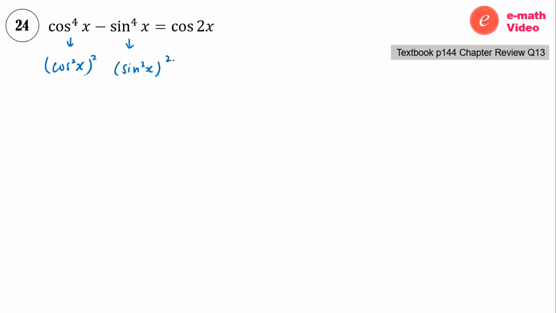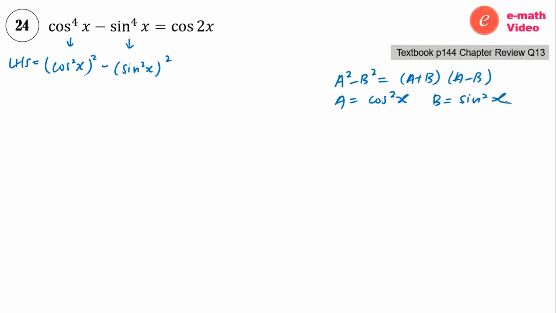Okay, maybe I write it down. On left hand side, we have this minus this. And we can use our friend: a square minus b square is a plus b, a minus b. In this case, our a is cos square x and b is sine square x, equals to cos square x plus sine square x, cos square x minus sine square x.